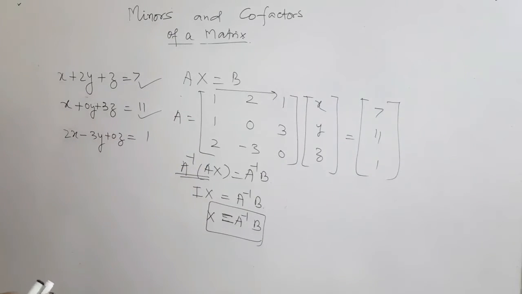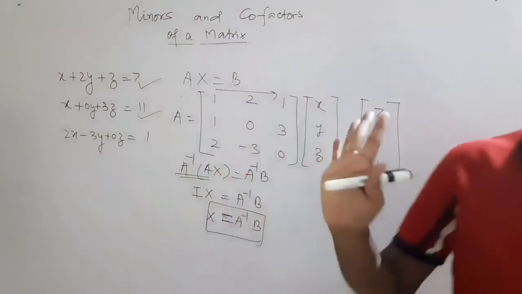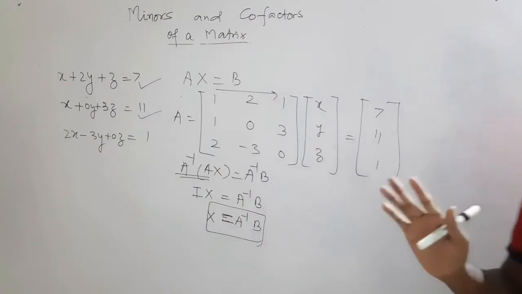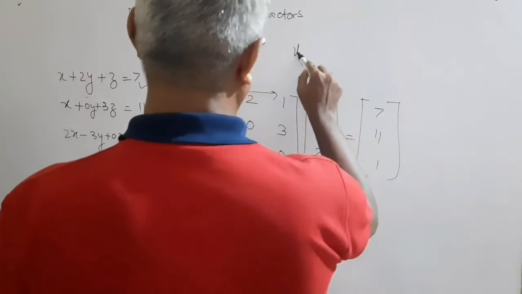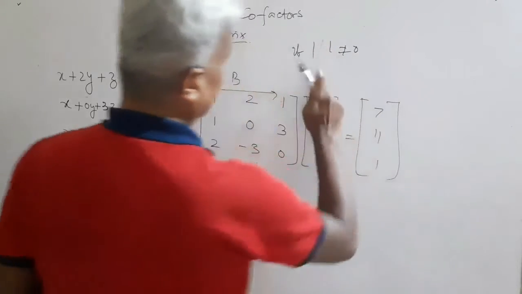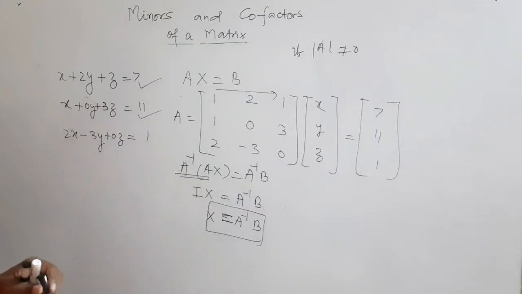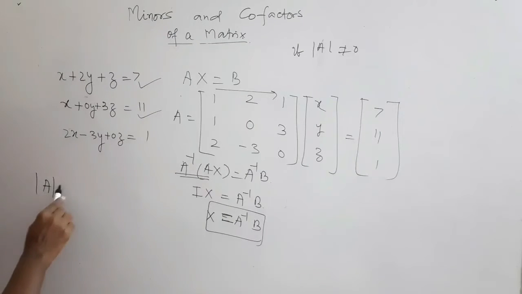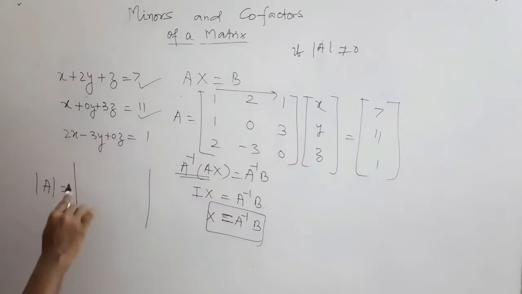First I need to check whether A inverse is possible or not. How will you do that? You can simply find the determinant value of A. If det A is not equal to 0, if the determinant of A is a non-zero value, then its inverse is possible. So first I find the det value. Here I find det A, which is the simple determinant form representation of the same matrix.